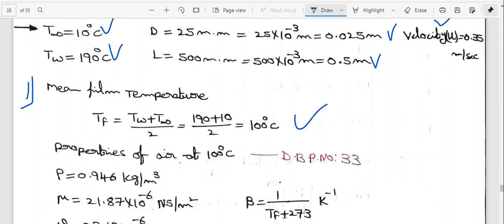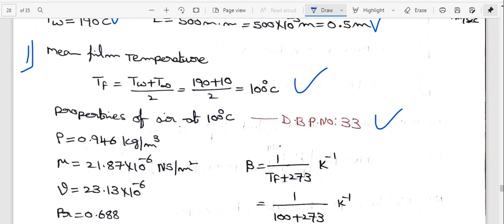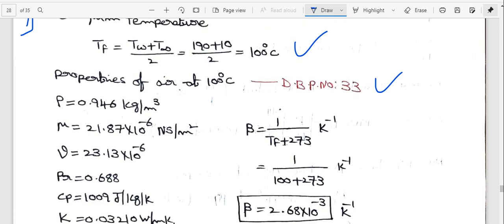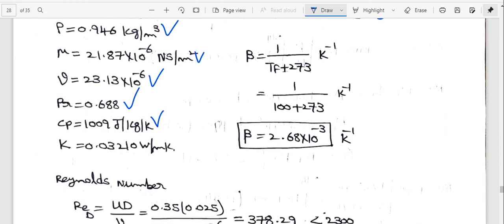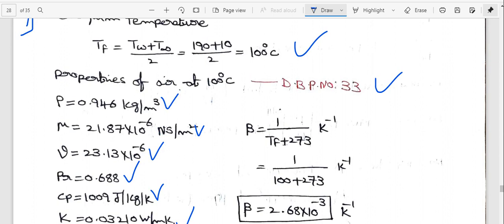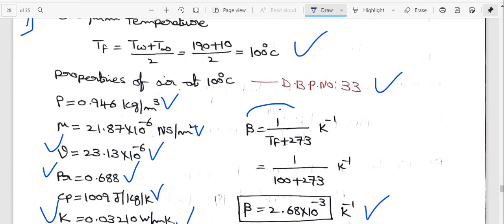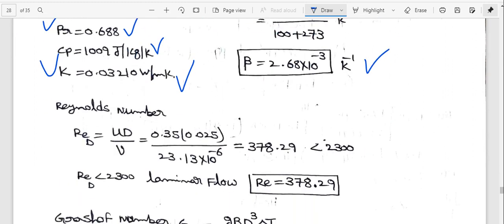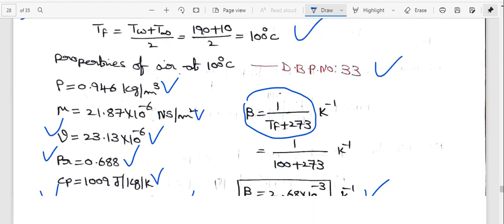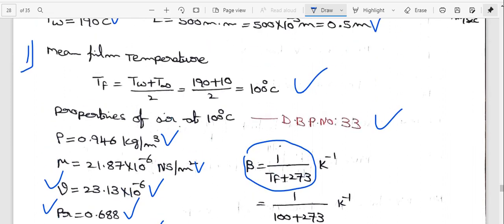The property values are to be taken from data book page number 33. We already know how to take air properties from data book page number 33. Here we have density, mu, kinematic viscosity, Prandtl number, Cp and K values. In this question we want kinematic viscosity, Prandtl number and thermal conductivity. This is the beta value in Kelvin inverse, 2.68 into 10 power minus 3. This formula can also be taken from data book page number 33. This is the general procedure for combined forced and free convection.